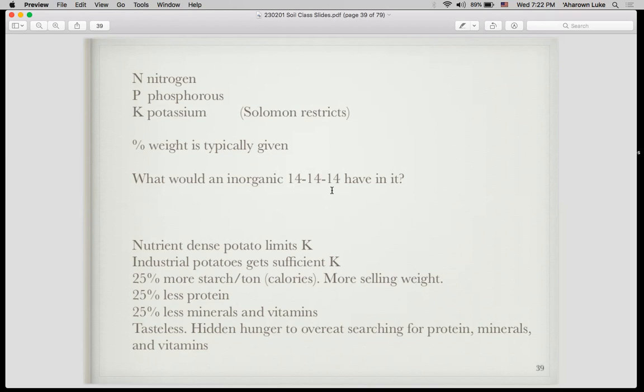So what would 14-14-14 have in it? Anybody know? That is a fertilizer where 14% of the weight is nitrogen, 14% of the entire weight is phosphorus, and 14% of the weight, after you in the lab got just pure potassium out of it, that amount of potassium would be 14% of the total weight. So this is a common NPK approach to listing fertility on the side of inputs.